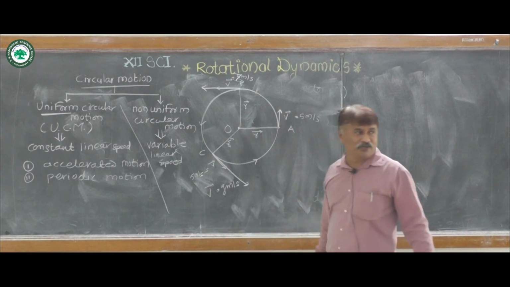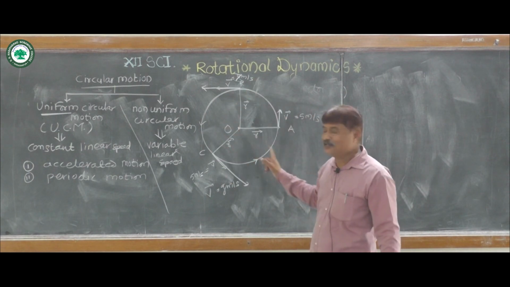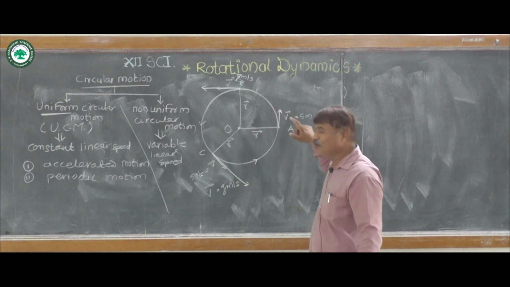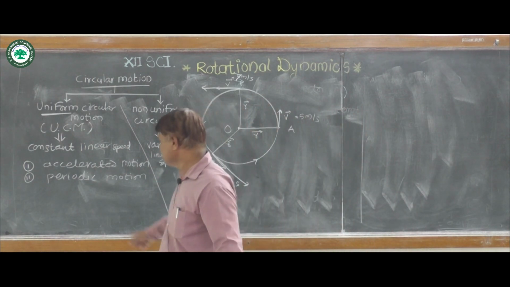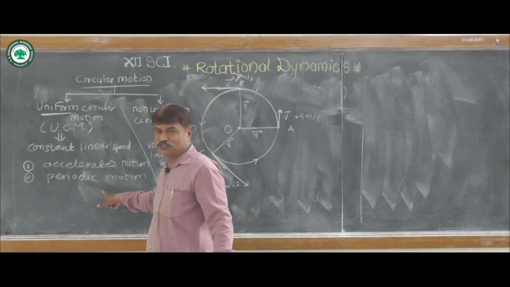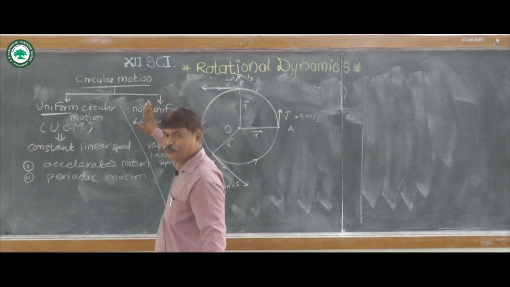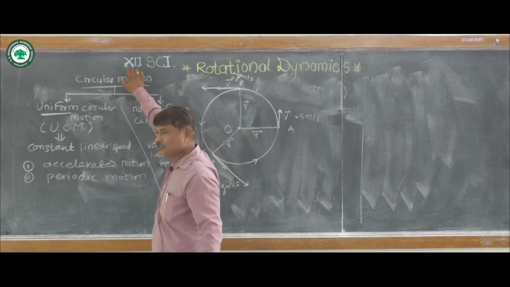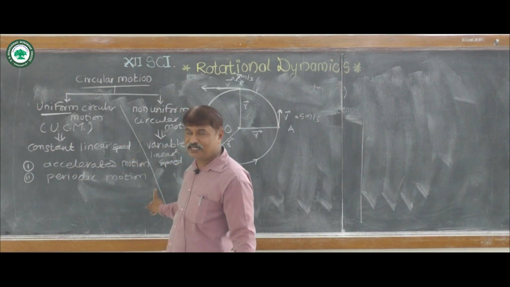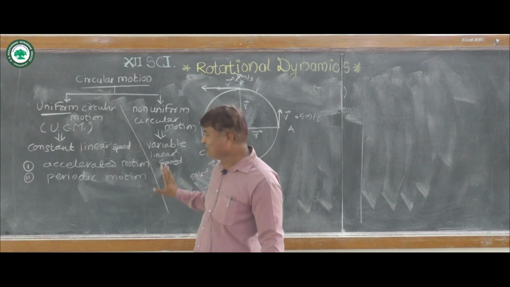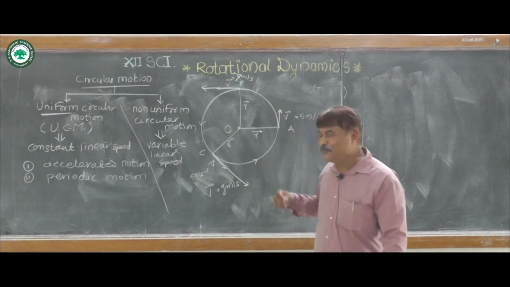Now it is also periodic motion, because as it is moving in an anti-clockwise sense, after some time the particle comes back at position A in an equal interval of time, and therefore such type of motion is also called periodic motion. So if we consider both types, uniform circular motion and non-uniform circular motion, the characteristics of circular motion are that it is accelerated motion and it is also periodic motion.